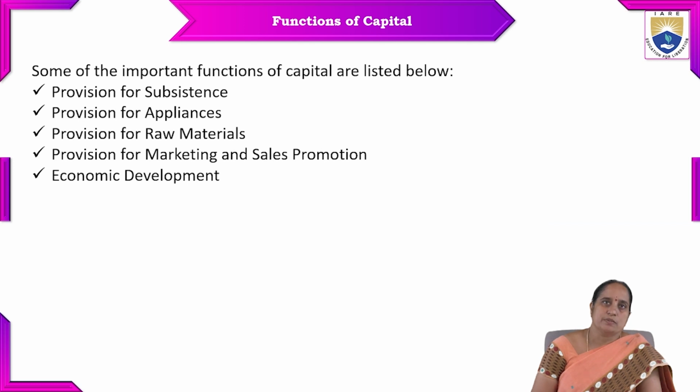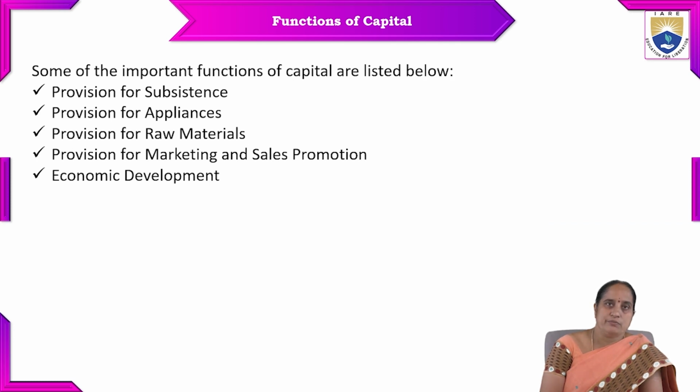Then coming to the functions of capital, the most important functions of capital are listed below. First one is provision for subsistence. Second, provision for appliances, provision for raw materials, provision for marketing and sales promotion, and economic development. Everywhere we need to invest some kind of amount. That is known as the functions of capital. So one can use it for provision for subsistence and provision for appliances.